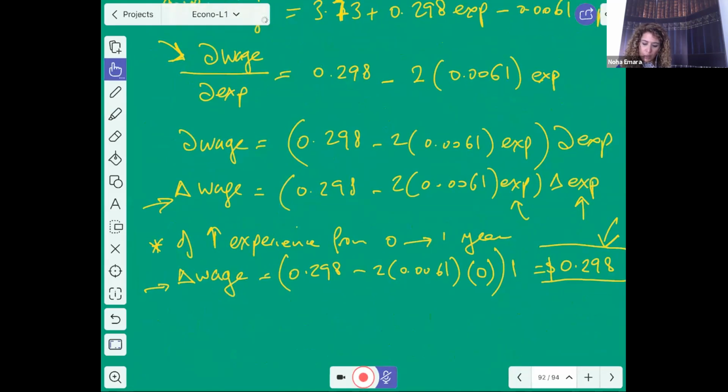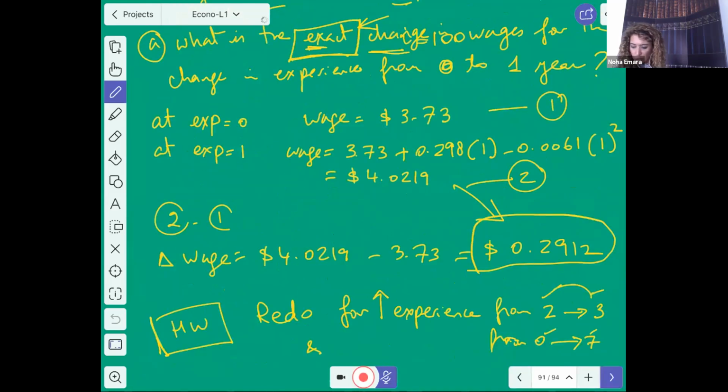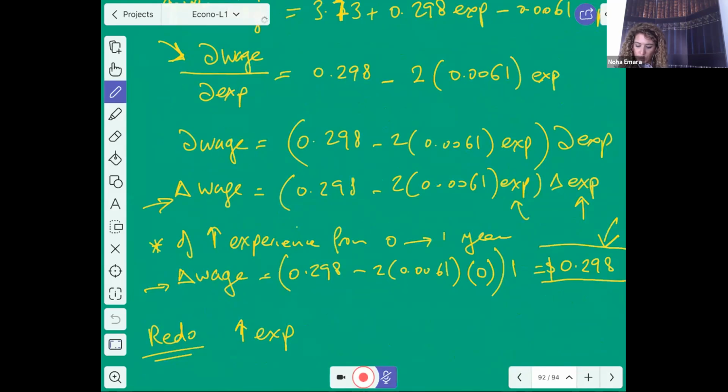So again, I want you to redo the above for the increase in experience from 2 to 3 and 0 to 7. It's the same thing, okay? And then we're going to compare our answers next time and see when I should use the approximate and when I should use the exact.